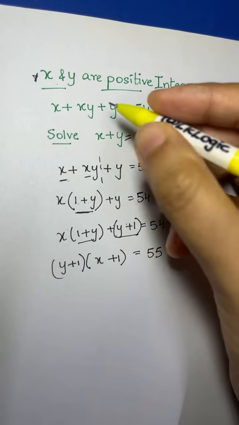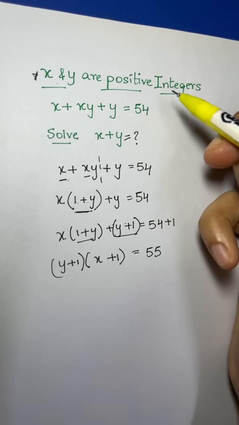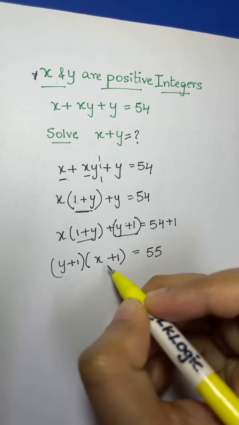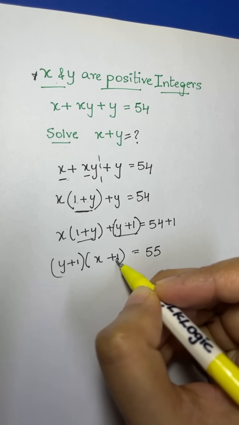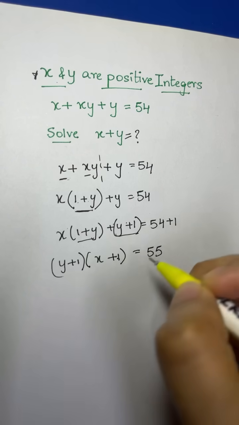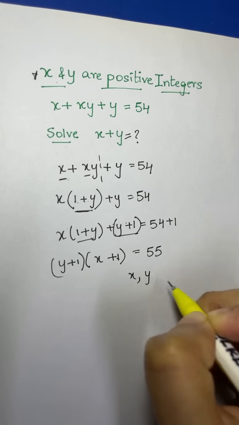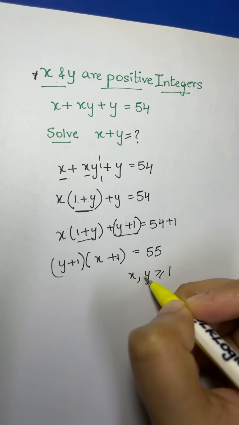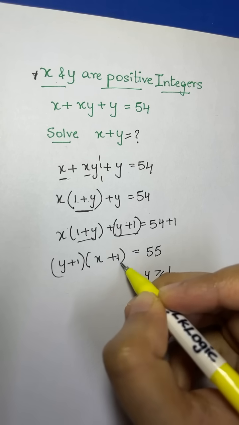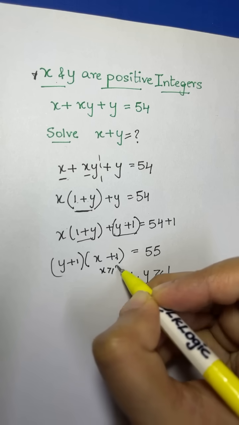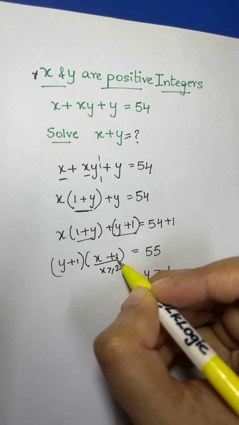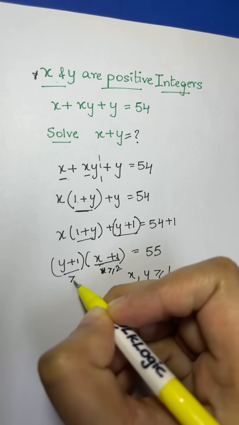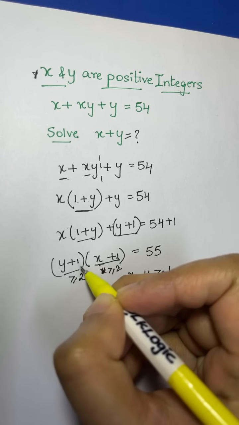Now, as you already know, x and y are positive integers. So what will x plus 1 and y plus 1 be? Since x and y are positive integers, x and y will always be greater than or equal to 1. So if you add 1 more, x plus 1 will be greater than or equal to 2, and y plus 1 will also be greater than or equal to 2, because 1 is added to each.